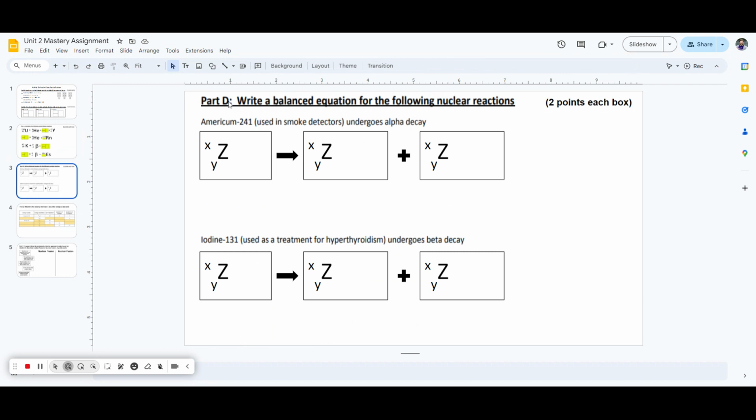You should be familiar with how to find that number based on the information provided. And then here in part D, this is the part of the test that is just like those last questions that we had on our practice over alpha and beta decay, where I give you the isotope notation, right? Americium 241 undergoes alpha decay, or iodine 131 undergoes beta decay. So I give you the starting isotope, I give you the type of decay, and you need to fill in all the information here, okay?